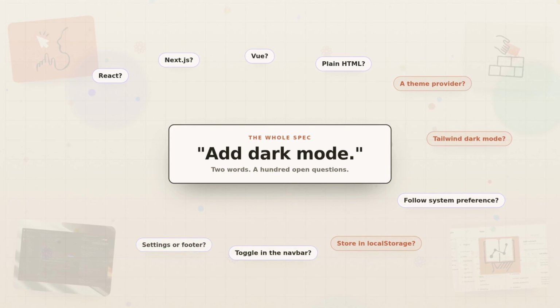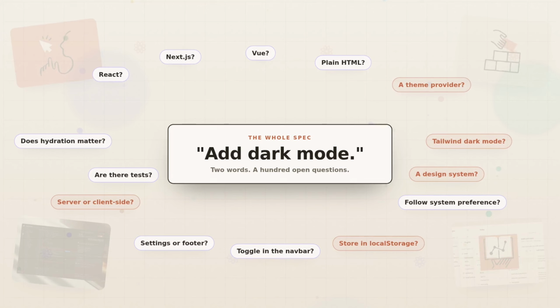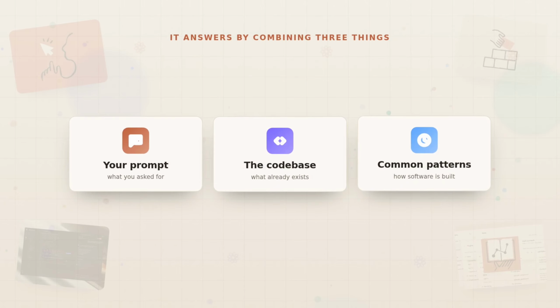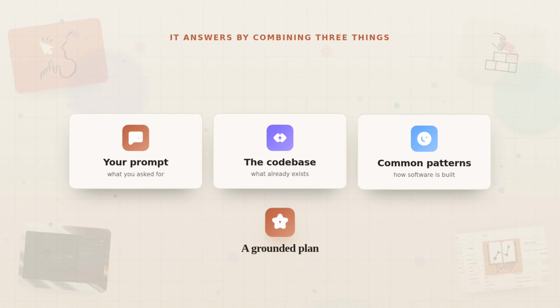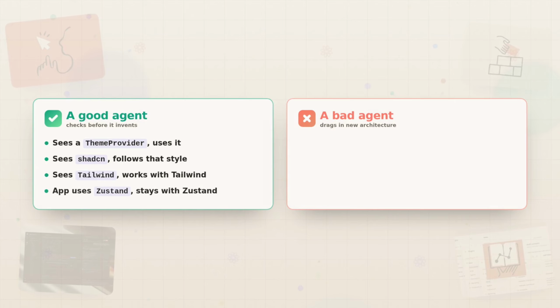Is this React, Next, Vue? Is there already a theme provider? Is Tailwind set up for dark mode? Should it follow the system preference? Where does the toggle go? Navbar, settings, footer? So it combines 3 things: your prompt, the existing code base, and common patterns.